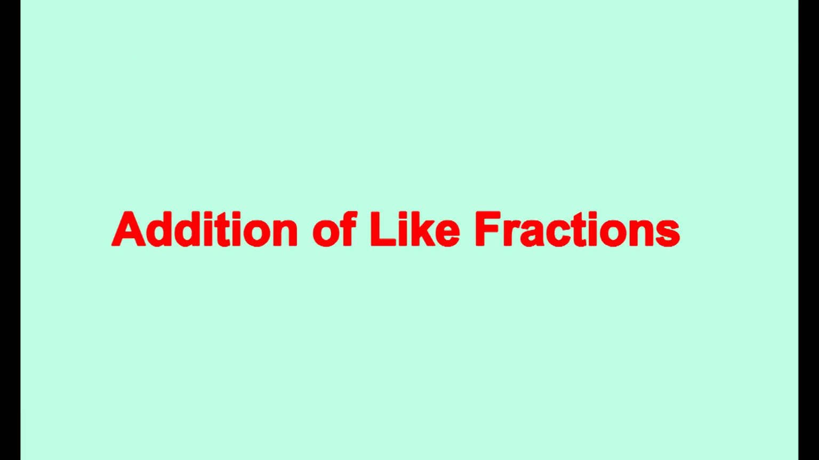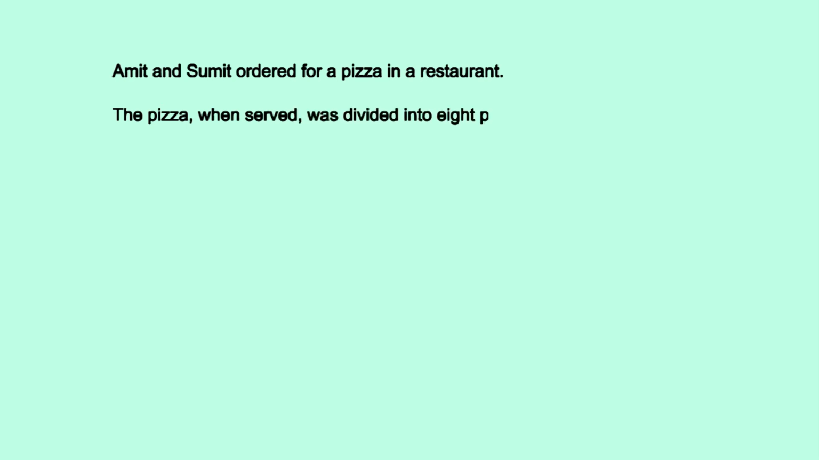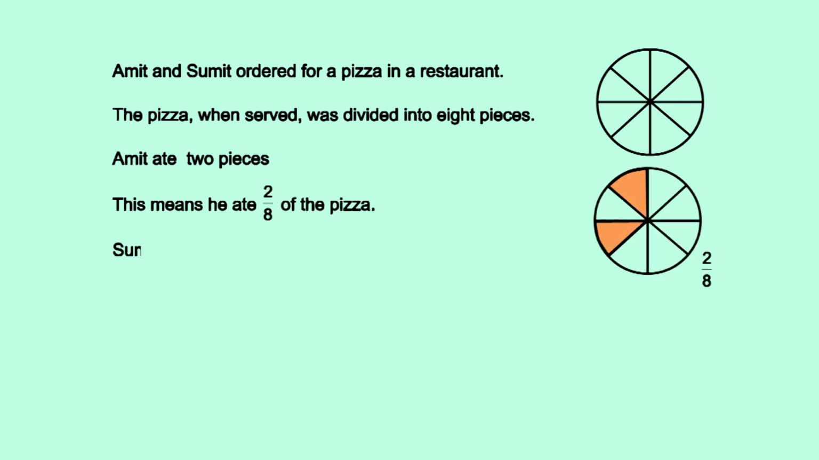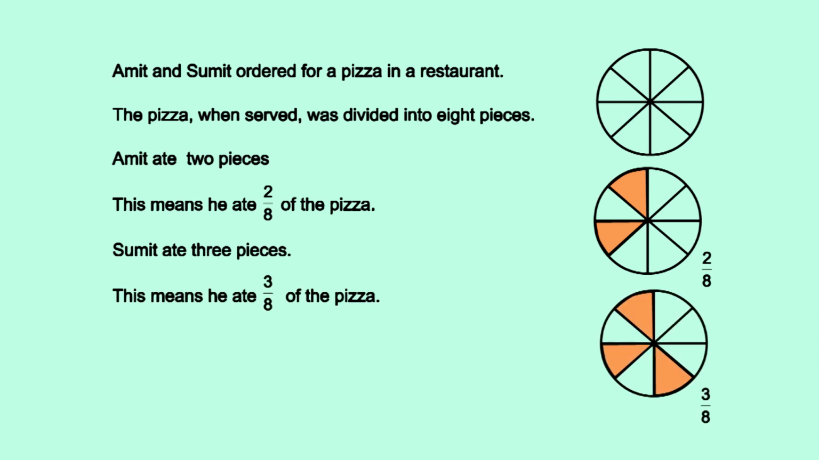Addition of like fractions. Amit and Sumit ordered a pizza in a restaurant. The pizza, when served, was divided into 8 pieces. Amit ate 2 pieces. This means he ate 2 by 8 of the pizza. Sumit ate 3 pieces. This means he ate 3 by 8 of the pizza. What fraction of the whole pizza did they eat altogether?